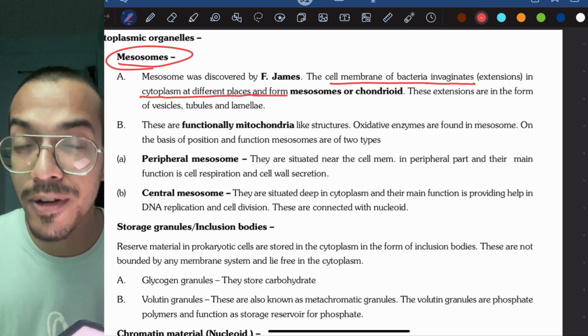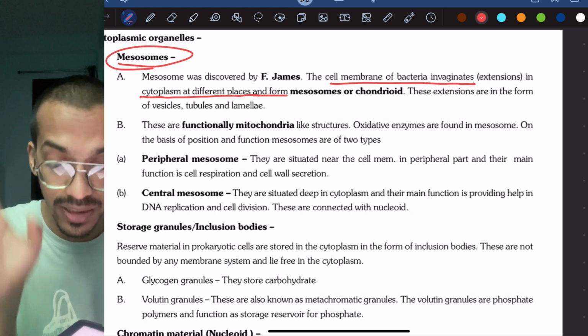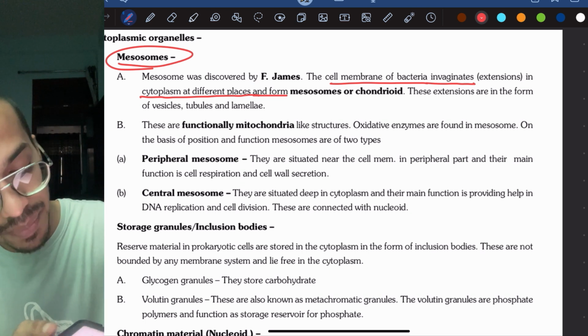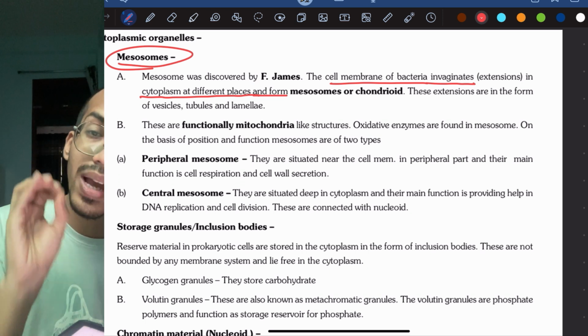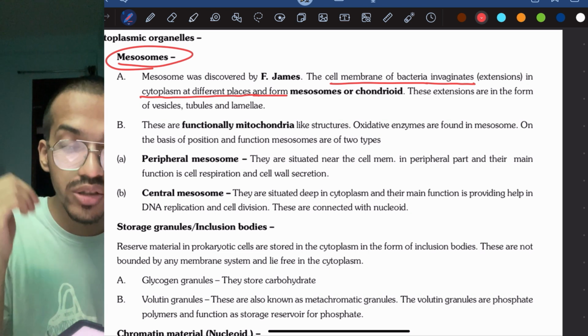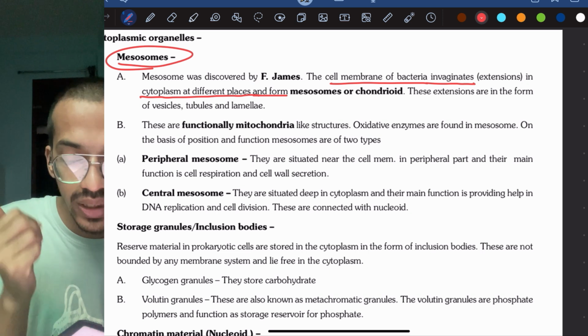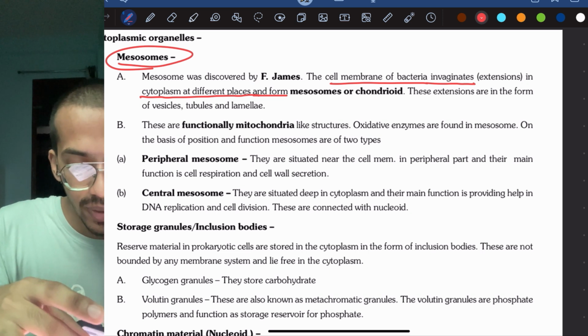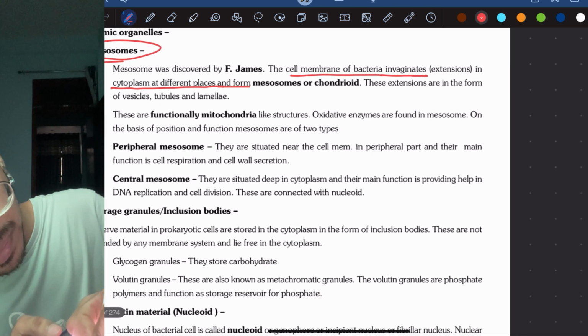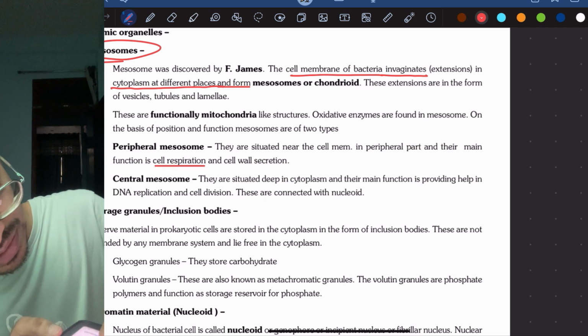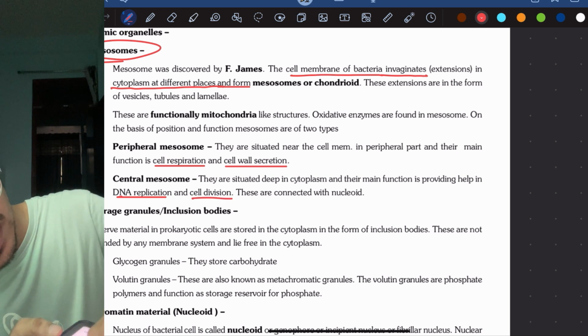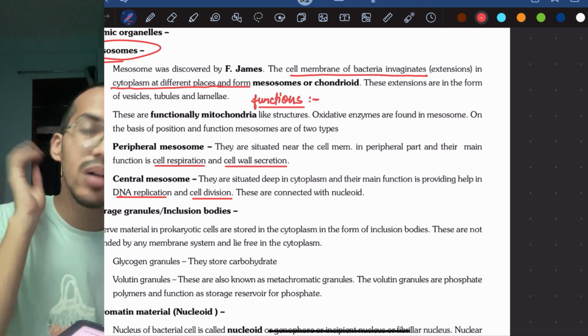What is the function of mitochondria? It has a function related to respiration. So it helps in respiration. It also helps in cell division. It also helps in DNA division. So here we are going to write that it helps in cell respiration, cell wall secretion, DNA replication and cell division. These are the functions. So just remember these functions. They will come back again later, but here we are only completing the prokaryotes.